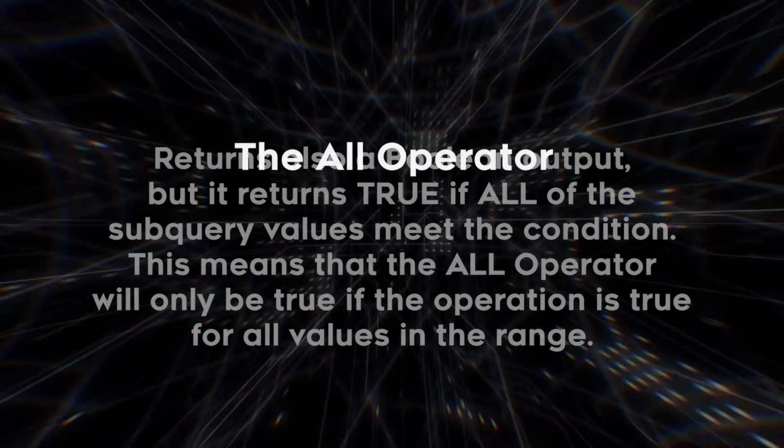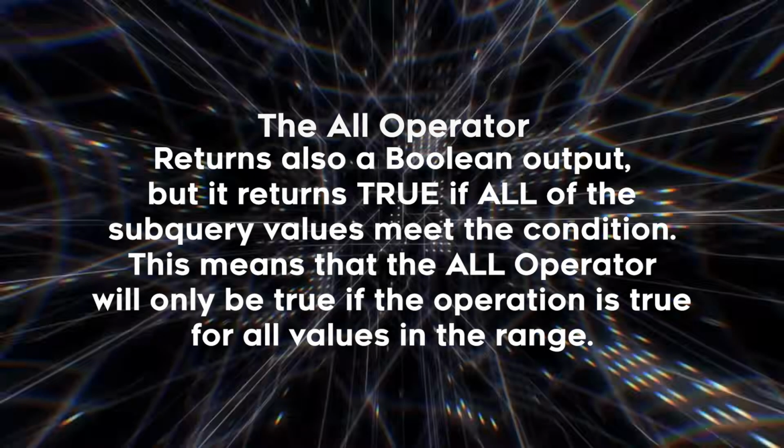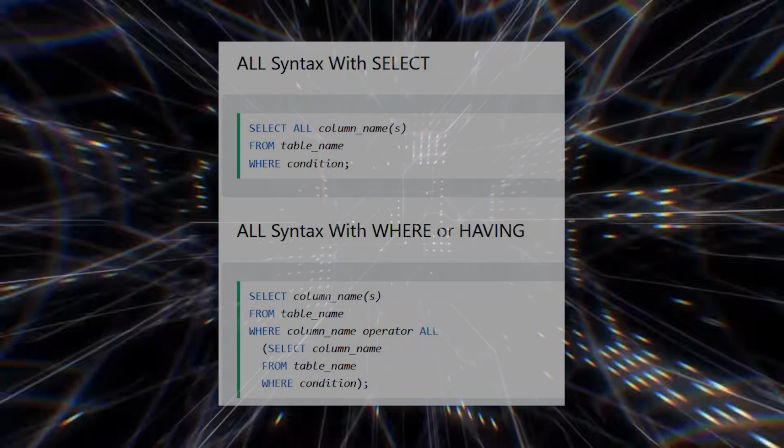The All operator, on the other hand, also returns a Boolean output, but it returns true if all of the subquery values meet the condition. This means that the All operator will only be true if the operation is true for all values in the range. Here is the syntax for the All operator.